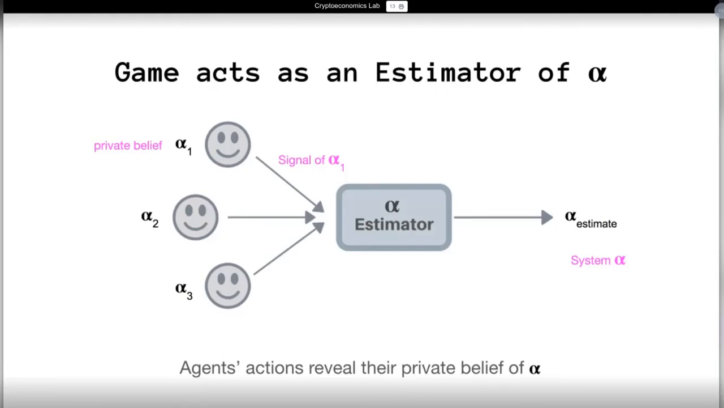Right, so whenever an agent makes an action, then they reveal their private belief of alpha. And as a result, we can take that all as signals. And signals are actually true. It's actually considered truer data. And then once we obtain the signal, then we are able to make an estimate, which is not exactly true data, but it is an estimate because there is no true data.